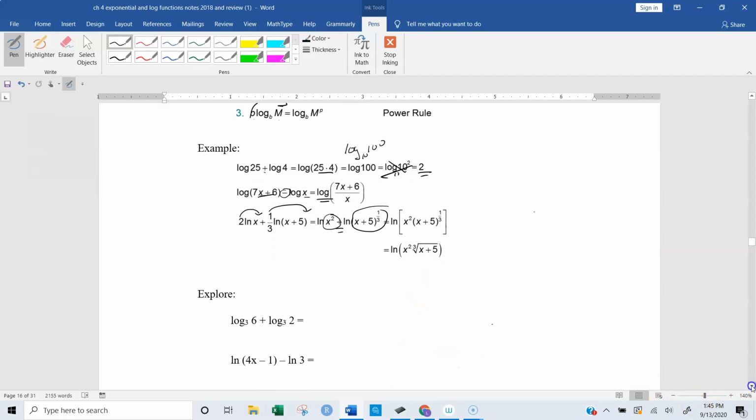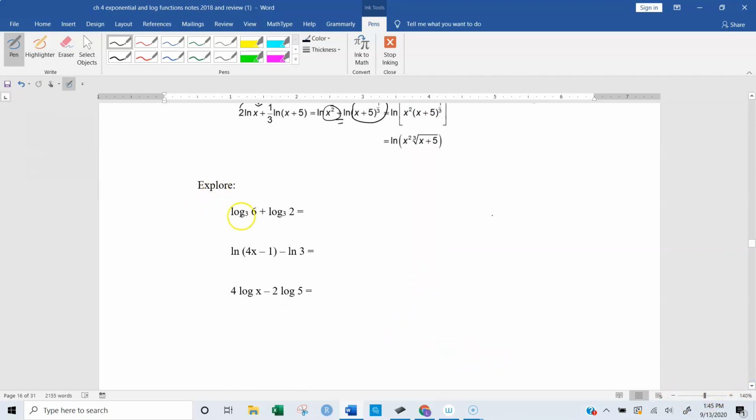Okay, next, try yours. Okay, addition, you should have said, hey, that is multiplication. So that's log base 3 of 6 times 2. We'll write it out, which means log base 3 of 12. This one here means subtraction is division. So it's a natural log of the first one, 4x minus 1, all over the second term, which is 3.